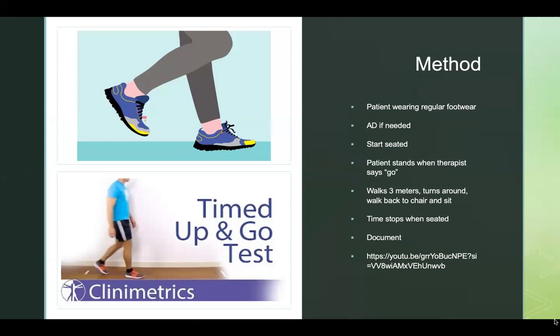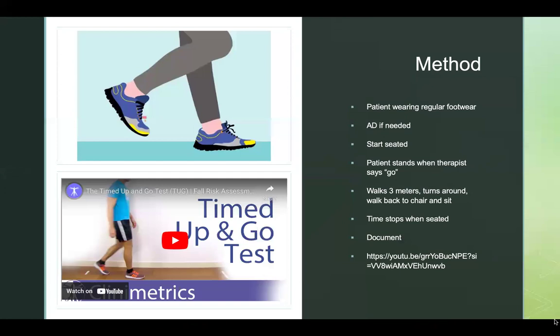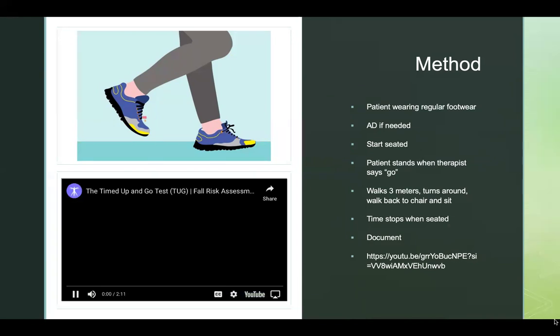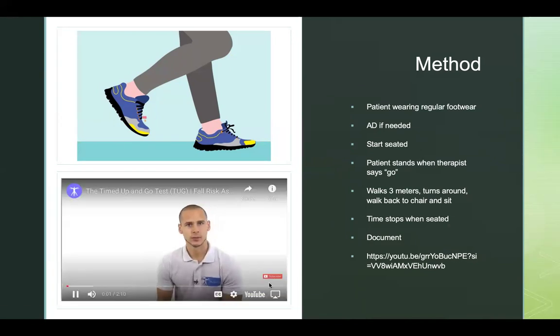So the method of this test: the data is collected in seconds, and is administered first by the patient beginning in a sitting position with their back against the chair. Of course, you want to make sure that the patient is wearing regular footwear. They are then instructed, well, first they're shown what they're going to do. Then the therapist will ask them to stand up. If the patient is coming into the clinic with an assistive device, they are more than welcome to use it. We're going to be looking at the complete time.